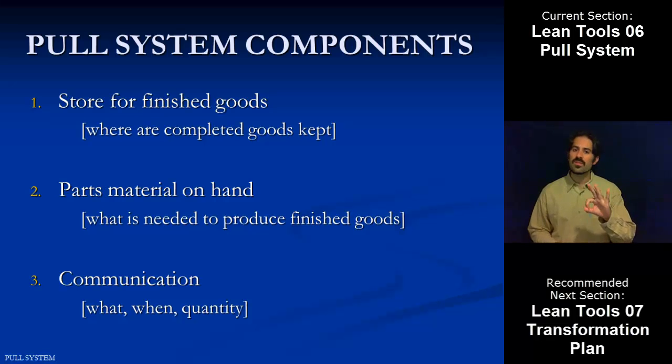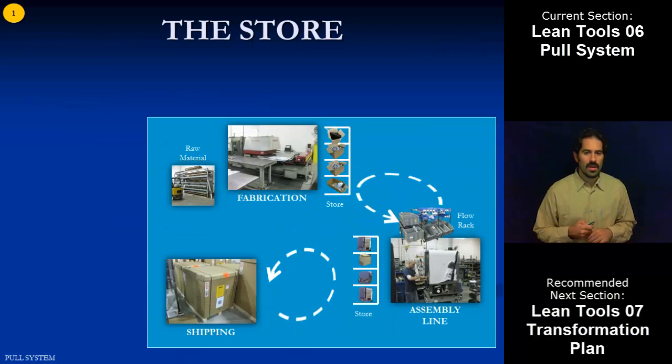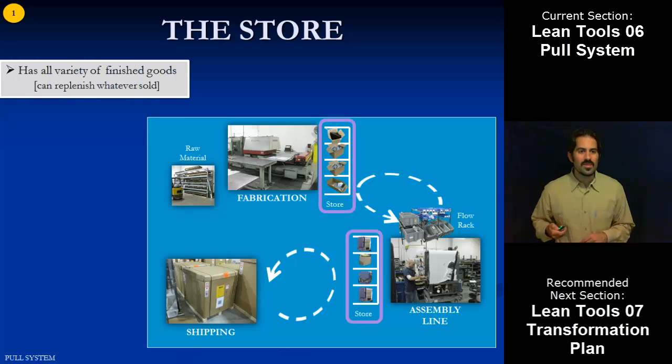So those three core components. The first thing we'll take a look at is the store, and this is just a mock-up pull system production process, just 2 steps to produce and then a shipping step. With the store, circled in purple there, what the store does is it holds all varieties of finished goods. For the sake of this example, we're just going to assume that in this production there's only 4 different things that they make.